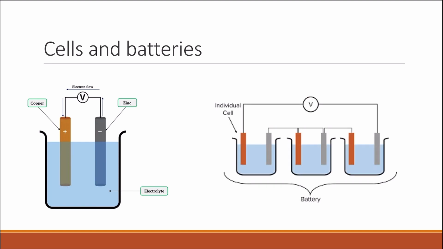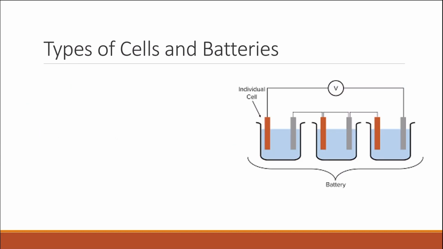While a battery like this one is made out of two or more cells connected together in series to provide a greater voltage. Each of these is a cell, and they are connected together. So the voltage produced here is much greater than the one produced by a single cell.